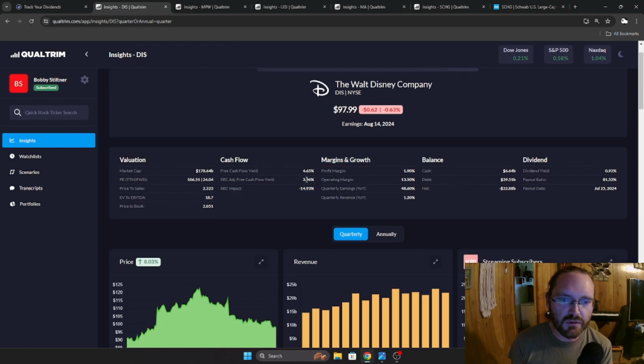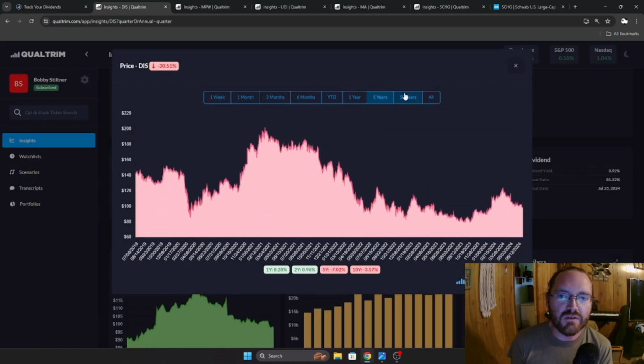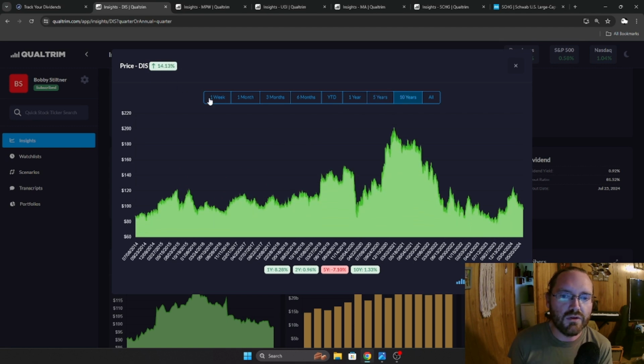Just free cash flow yield, 3.96%. Got that dividend back, 0.92%. Payout ratio is a little bit high, but that is okay. Let's take a look here. Over the last 5 years, down 30.51%. Over the last 10 years, 14.13%. They've been on a roller coaster.